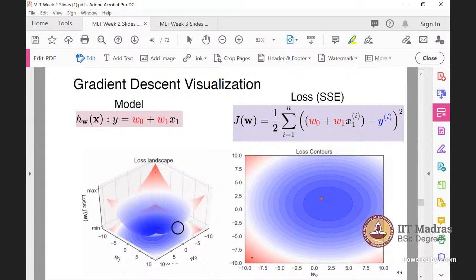So the lower the value of the loss function, the bluer it is going to be. At the center, where the star is, that is the smallest value of the loss function. And what we want to do is get there. Every point on the loss surface is actually going to be a model.